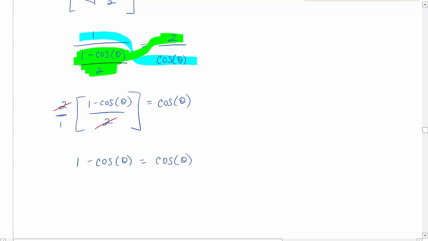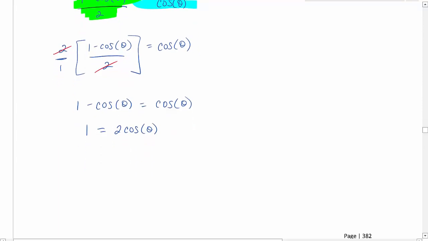And this is a much better situation than we were in, where in terms of the same trig function, we have the same argument. Notice that both of our cosines are linear. We don't have an exponent on them. So we're going to treat this like any linear equation where we get all the variables on one side and all the constants on the other. So let's add the cosine of theta from the left over to the right side. This gives us 1 equals 2 cosine of theta. Isolating the cosine, we'll divide by 2, so 1/2 is equal to cosine of theta.